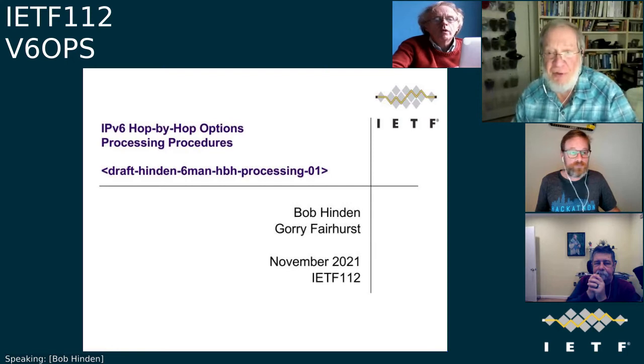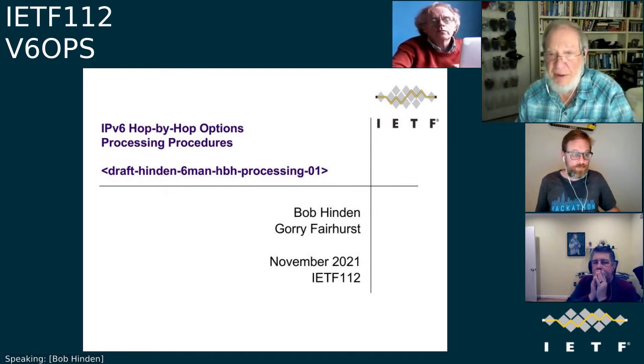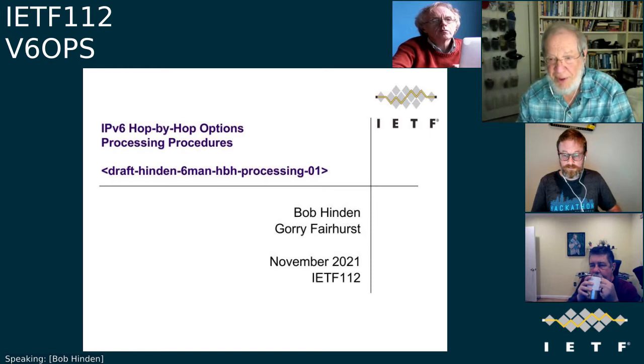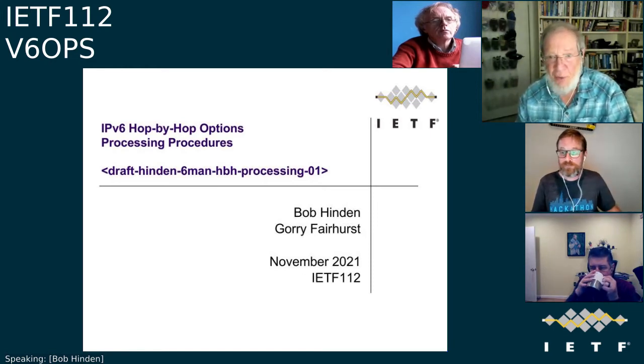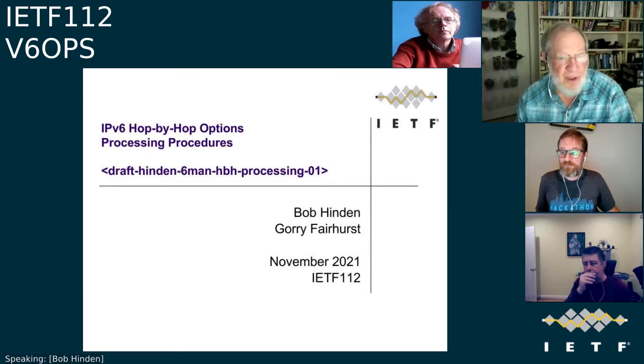Gorry and I got involved in this when we were working on the Path MTU option. Gorry and his university did a number of data collection efforts to figure out how well hop-by-hop options worked, and we quickly discovered that they're dropped a lot, especially at the edge. So we started to think about how we could improve processing of hop-by-hop options. There's been a lot of interesting discussion in the Jabber room about this. Next slide.